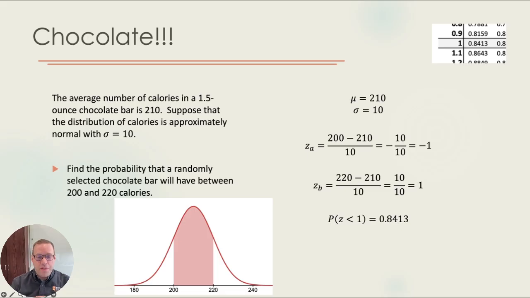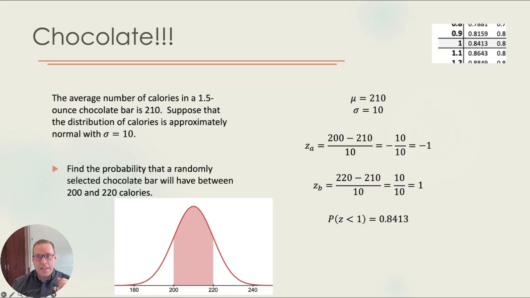So what's the probability, first of all, of being less than a z-score of 1? Well, I look on my z-score chart and my z-table, and I find that the probability of being less than 1 is 0.8413. Okay. Now, I'm not done because that will take the value of 220, and that'll be anything less than that, including everything in the tail. That's everything through the tail. But I don't want that tail. I don't want that. So what do I have to do?